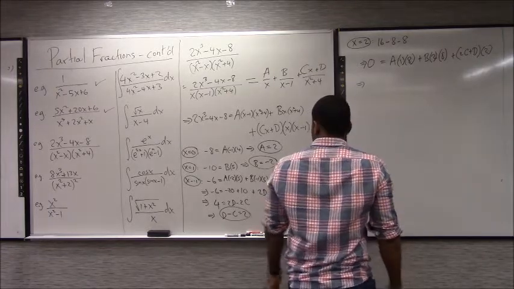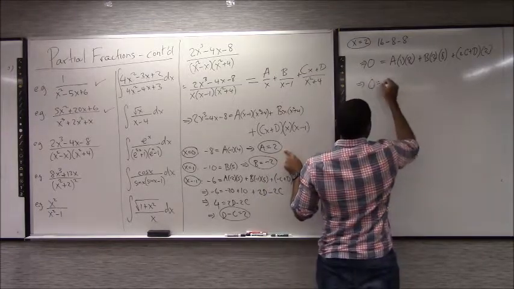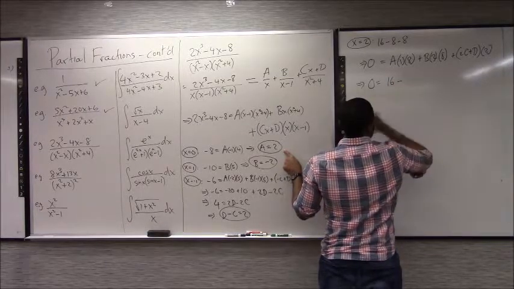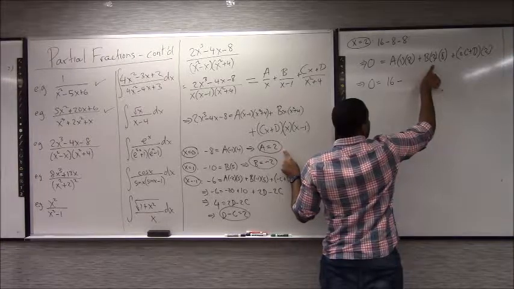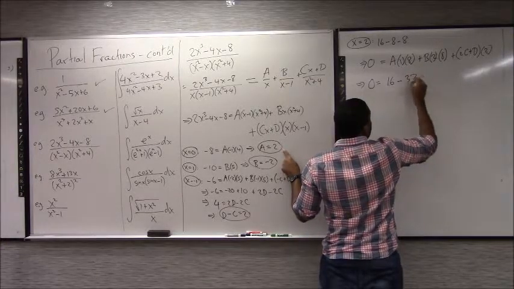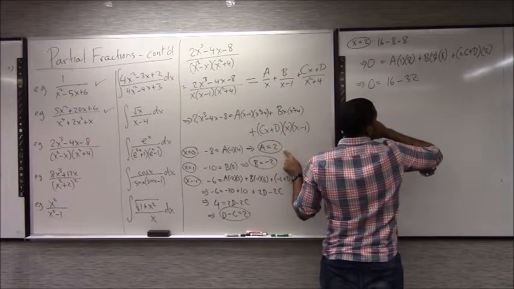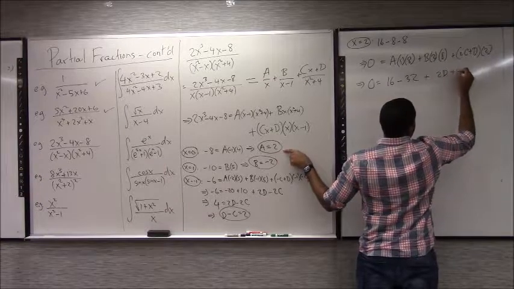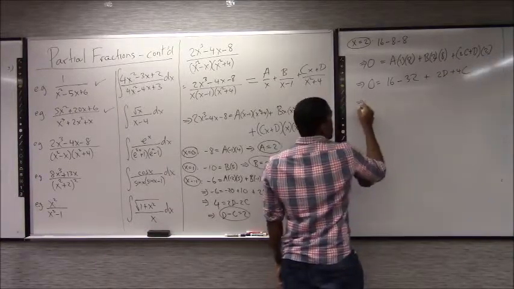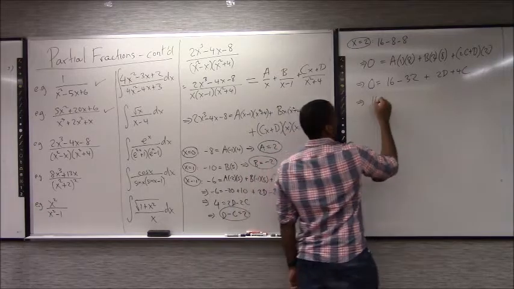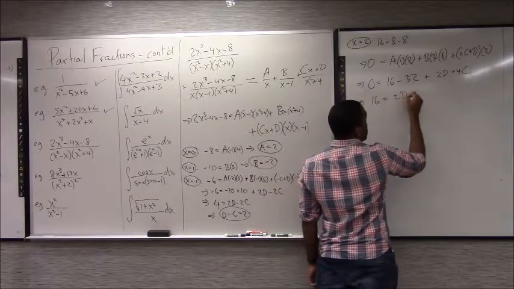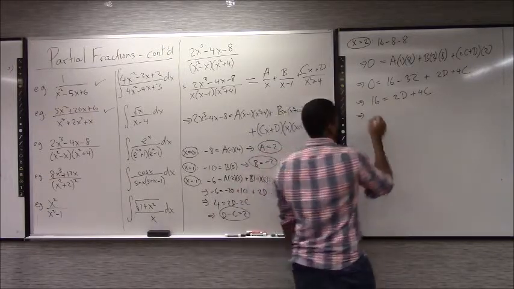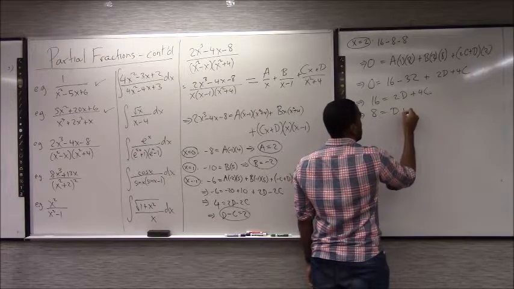I know that a is 2, so let's plug that in. So this is 0 is equal to 16, b is minus 2, so that's what, minus 32? And I don't really know anything else, but I know that this will be 2d plus 4c. And so what I would get is 16 is equal to 2d plus 4c, or I can divide both sides by 2 here, and that's 8 is equal to d plus 2c.